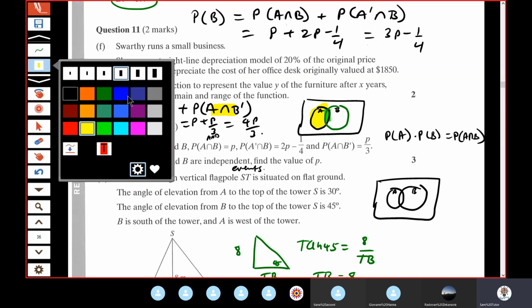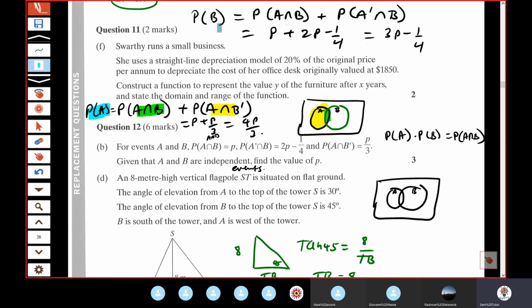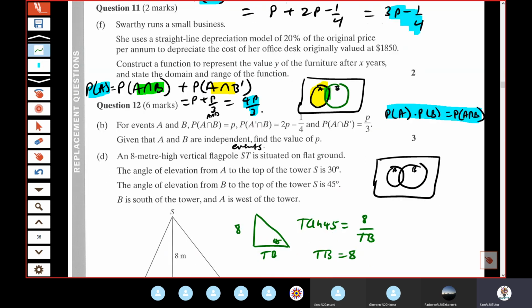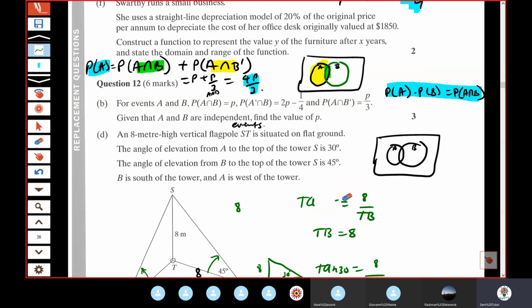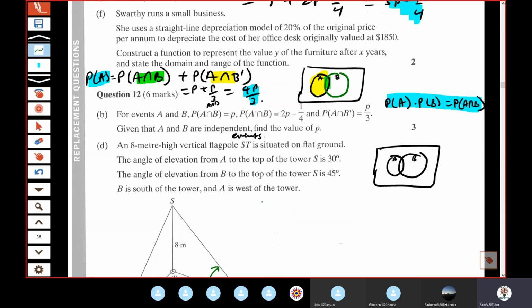And then, you know the formula, PA times PB must equal PAB. So this times this must equal P. And that's what I'm about to do now. But I need some more space, so I might have to scroll down and rub out these bits from the previous question. All right, here we go. PA times 3P minus a quarter. Please use the brackets, otherwise it's wrong. Equals P.